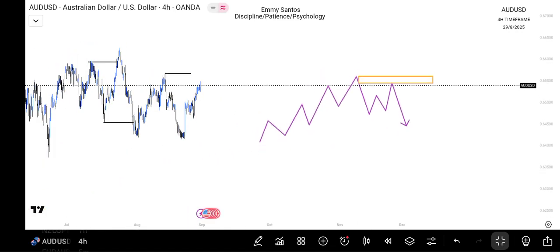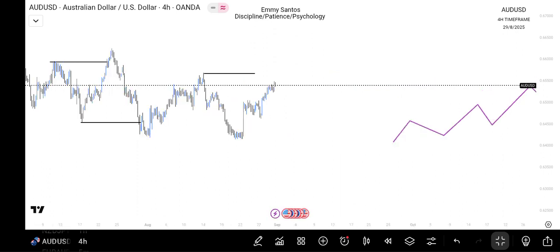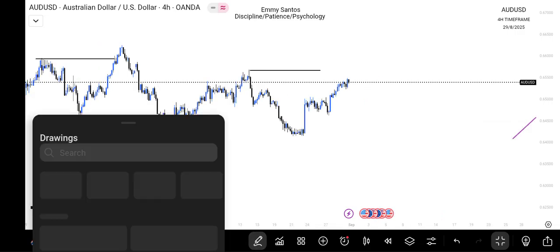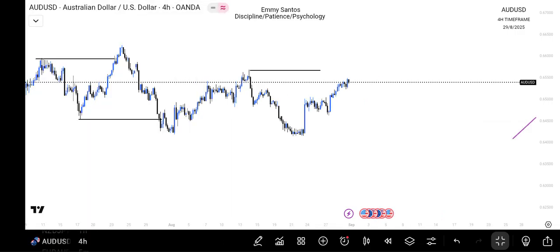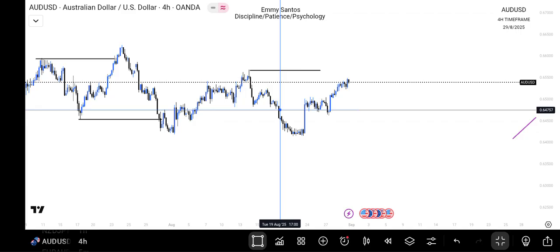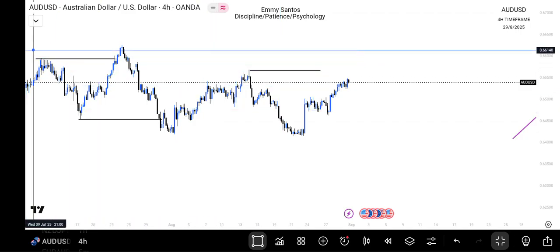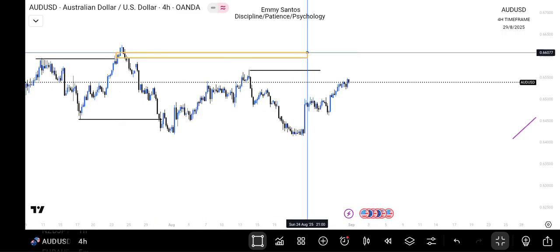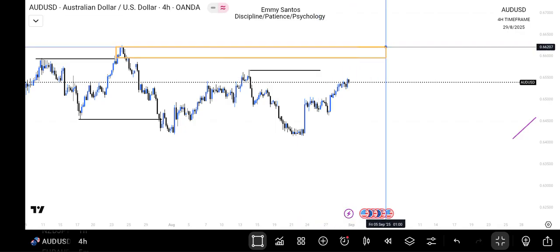And if you notice here, there's a question I do receive: why is this place a point of interest? How is it valid? It is valid because, one, it's already a Quasimodo pattern, and two, it causes a sweep of liquidity down there. So that's why I know how valid it is.